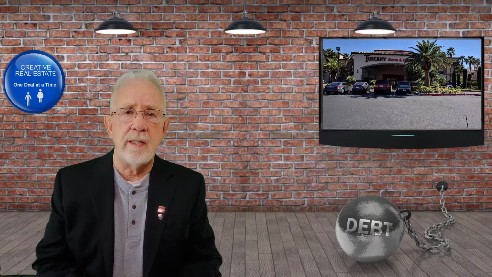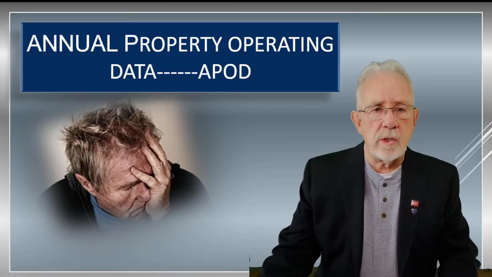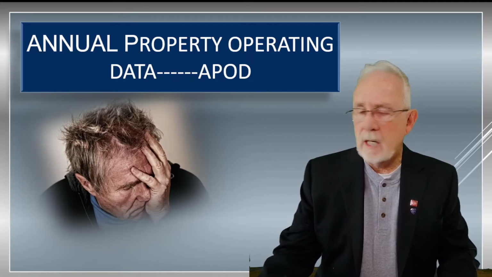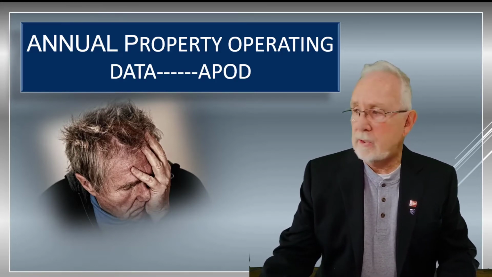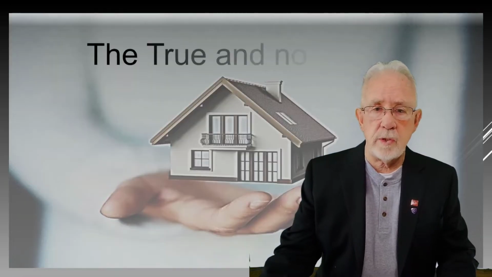We analyze the asset and we try to figure out how good this asset is going to perform. And this video is about how to fill out the APOD and make it correct. We're talking about the annual property operating data sheet. Now, this sheet is very important in your analysis of an income producing property.